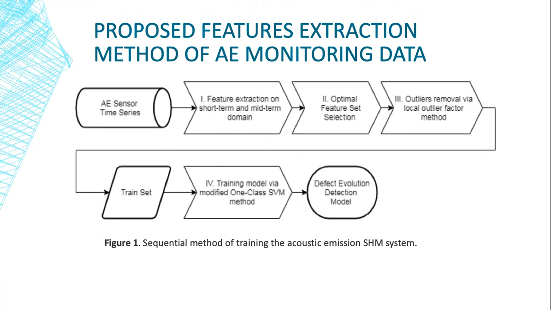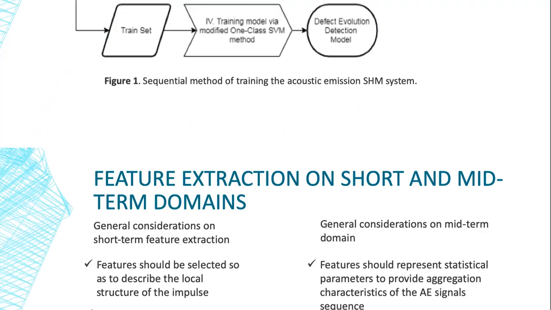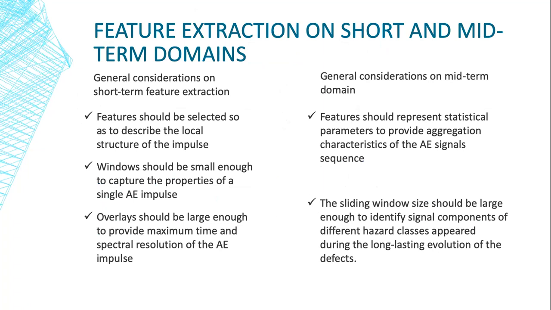So the stages of the proposed method, you can see them on the slide. First is feature extraction on short and mid-term domain. This approach refers to feature extraction from acoustic emissional time series. So the frequency and the time frequency features during this method are calculated in short term sliding windows, which are then averaged in mid-term domain by means of calculating several statistical parameters of probability distribution. And then they are aggregated in diagnostic feature matrix.